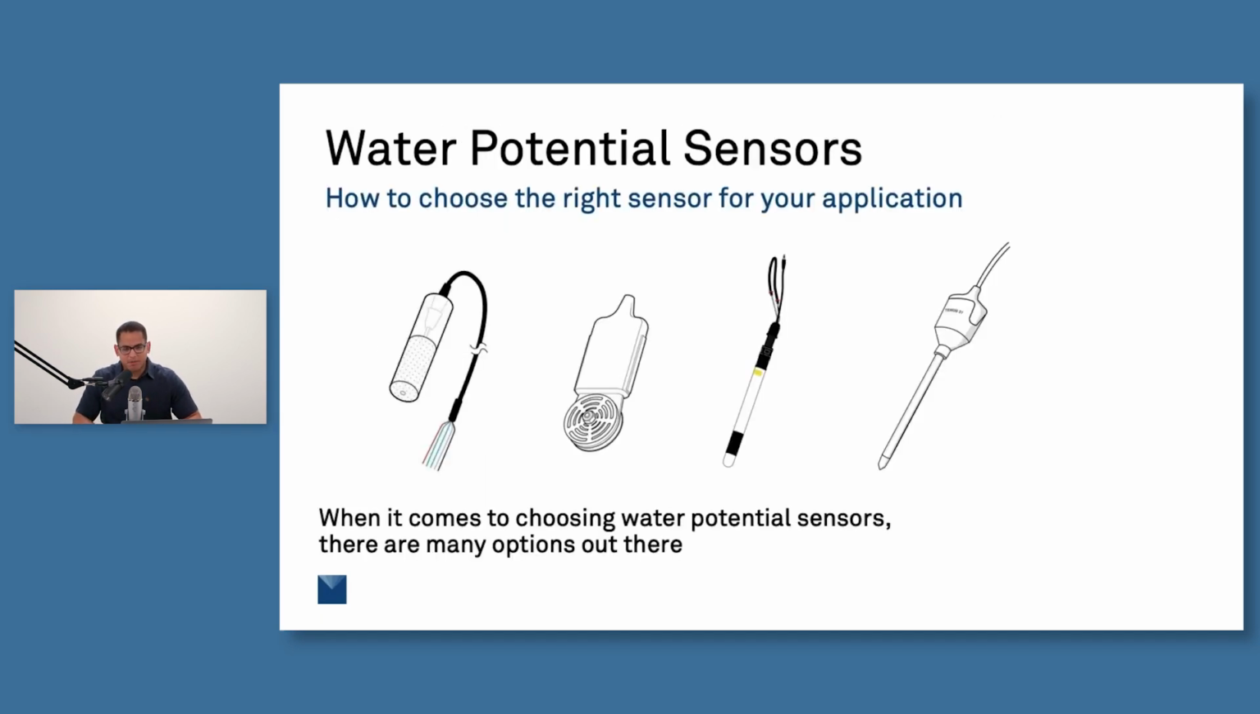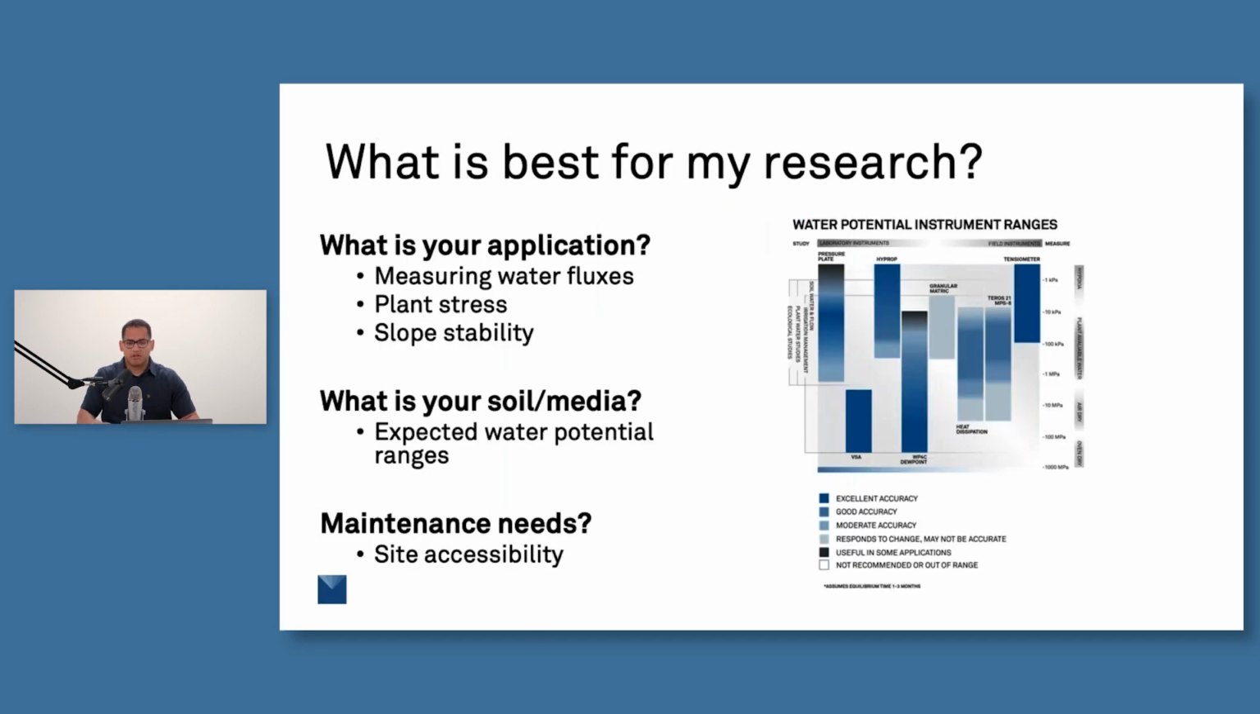So we've talked a lot about the applications of water potential data, but another piece that we need to focus on is actually how to choose the right sensor for your application. Because when it comes to choosing water potential sensors, there are many options out there. They all have different advantages that make one better over the other for different applications and different uses.